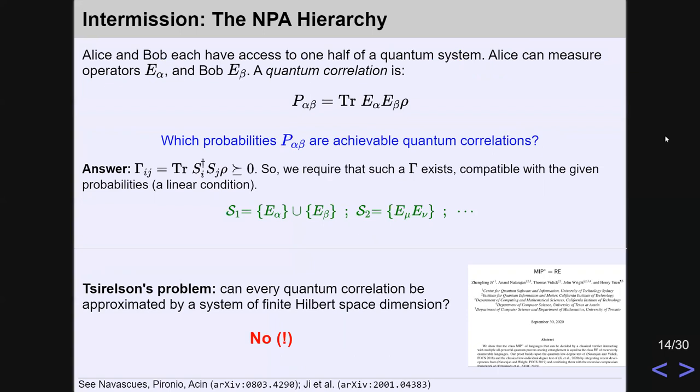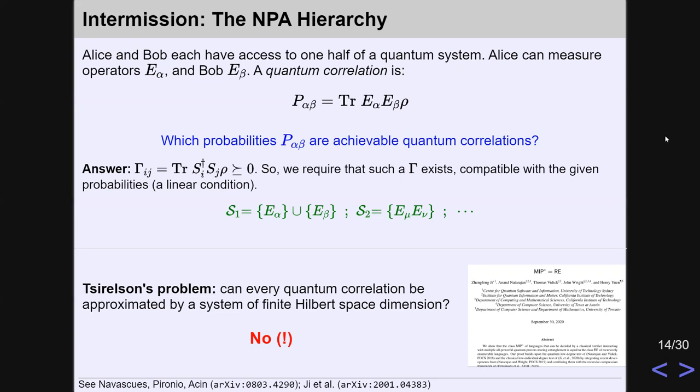So Alice and Bob both have access to half of a quantum system. So you can say they each have a set of operators they can measure. And Alice's operators, E sub alpha, commute with all of Bob's operators, E sub beta. And a quantum correlation is this structure. So they're both going to perform some measurement, right? Alice makes a choice, I'm going to measure operator number 2. Bob makes a choice, I'm going to measure operator number 5. And then given that, they have a probability of measuring both spin up and both spin down or whatever. So which probabilities are achievable as quantum correlations is a question.